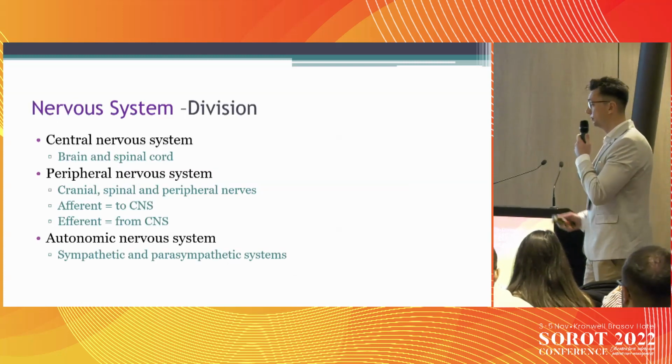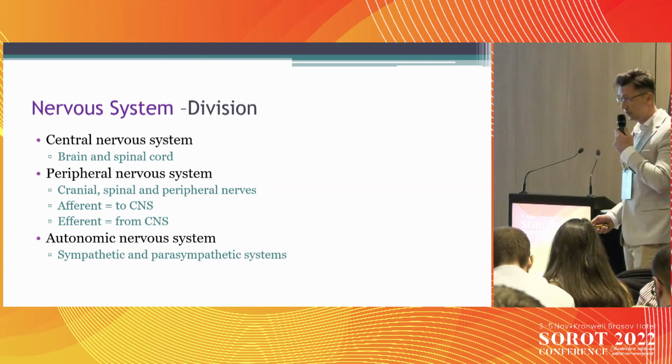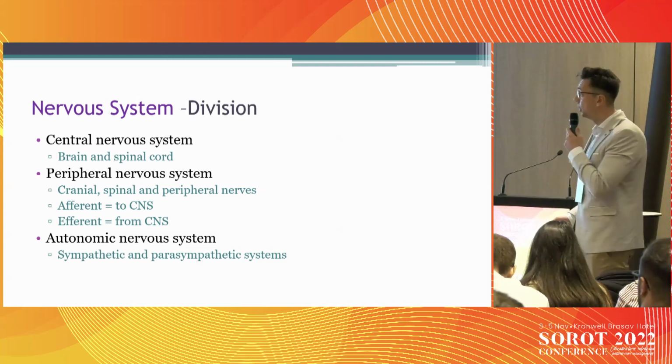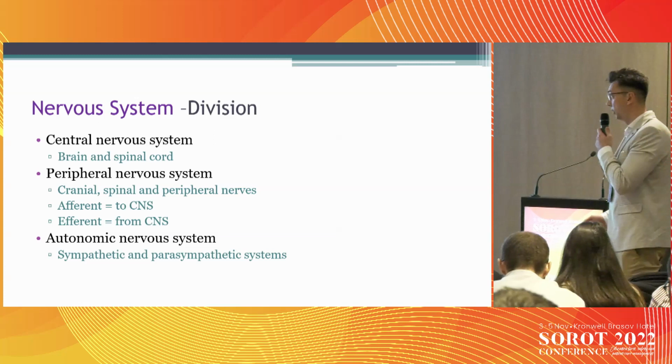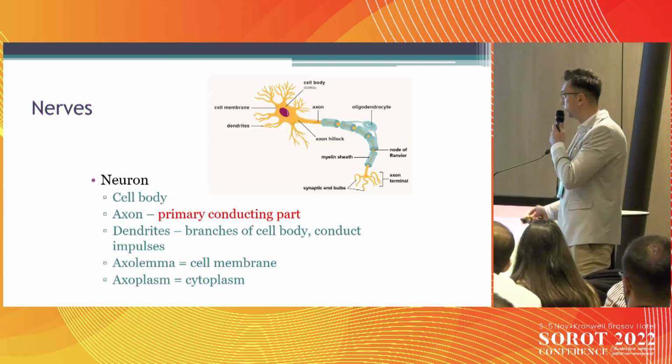Nervous system is divided into the central, peripheral, and autonomic nervous system. Central contains the brain and the spinal cord. Peripheral nervous system: cranial, spinal, and the peripheral nerves, and the autonomic nervous system, like we know, sympathetic and parasympathetic.